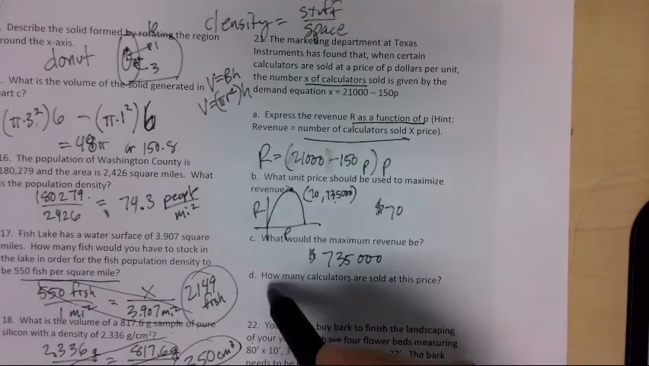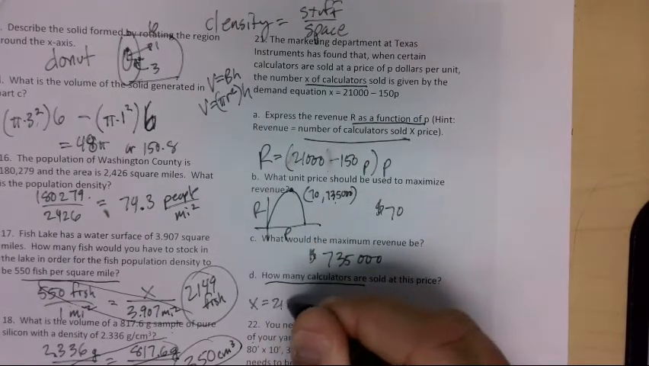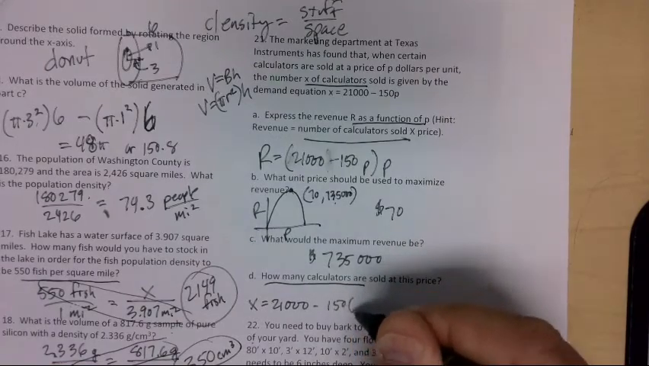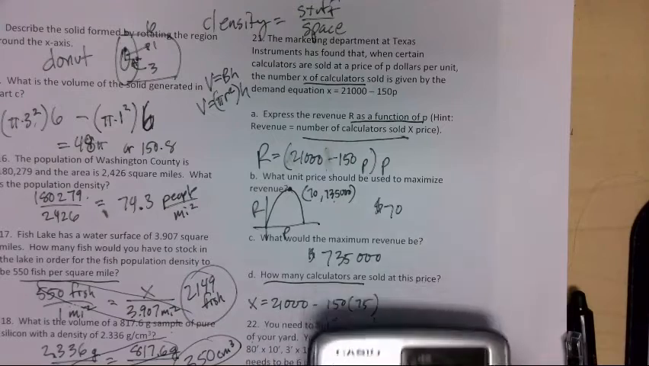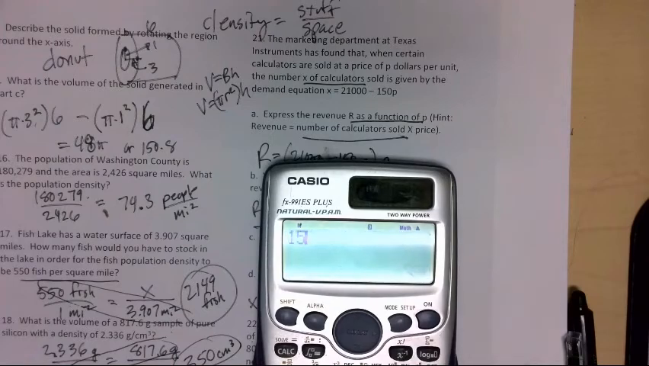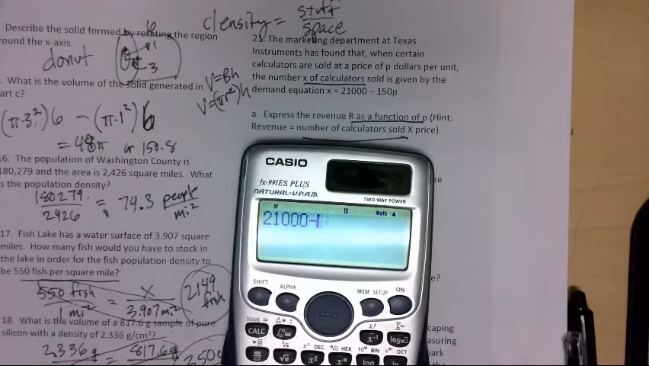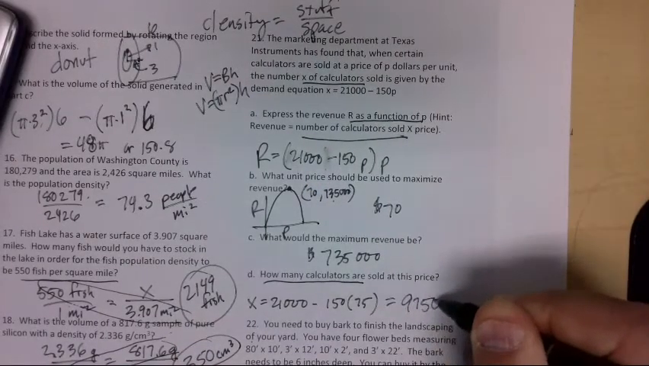How many calculators are sold at this price? Oh, that's X. X is equal to 21,000 minus 150 times the price of 75. So I'm putting up my calculator. 21,000 minus 150 times 75 gives me 9,750. Okay.